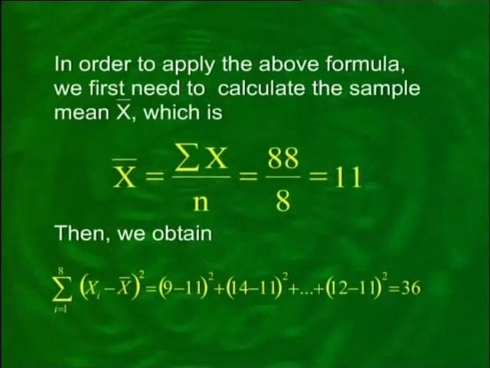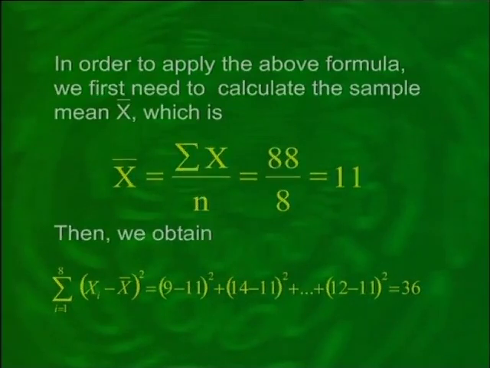So, as you now see on the slide, in this problem, x bar is equal to 88 over 8 because the sum of the values is 88 and therefore x bar is equal to 11, and substituting this in the formula sum x minus x bar whole square, we obtain 9 minus 11 whole square plus 14 minus 11 whole square plus so on, so that the sum of the squares of the deviations of the values from their mean comes out to be 36.